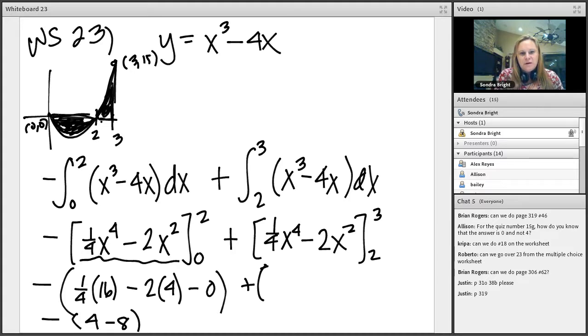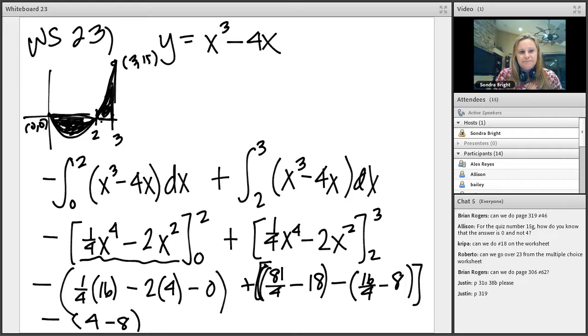And then this one will be 3 to the 4th, which is 81. So 81 over 4 minus 3 squared, which would be 9, times 2 would be 18, and then we're going to subtract from that. Put parentheses there. Plugging in a 2 to the 4th is 16, and then it's over 4, and minus 2 times 4, minus 8.